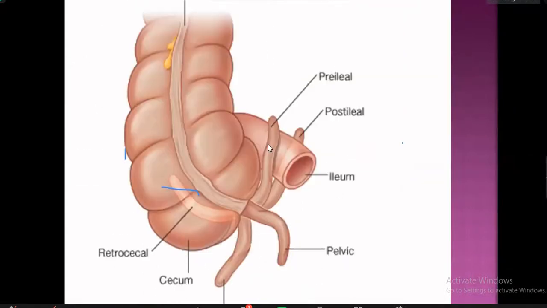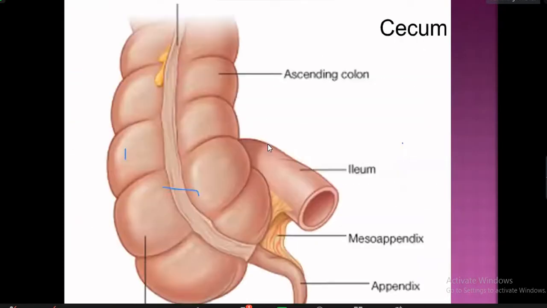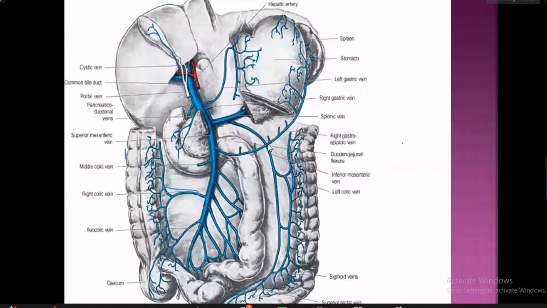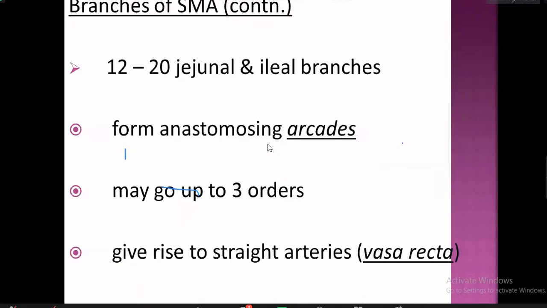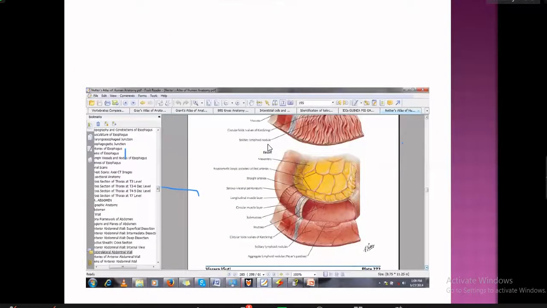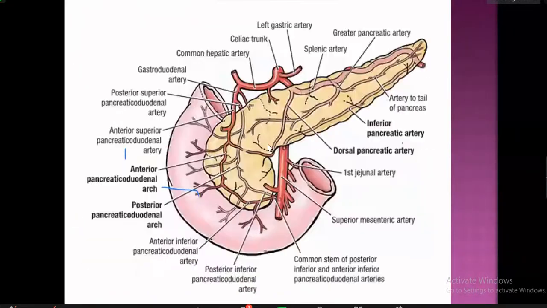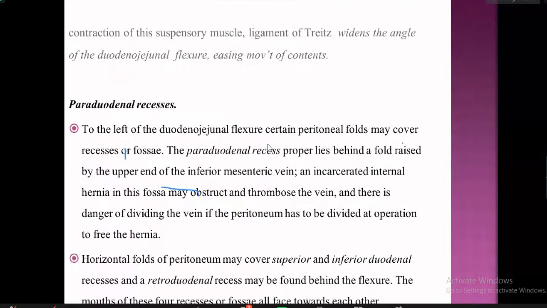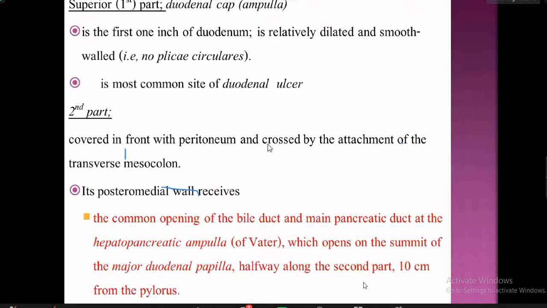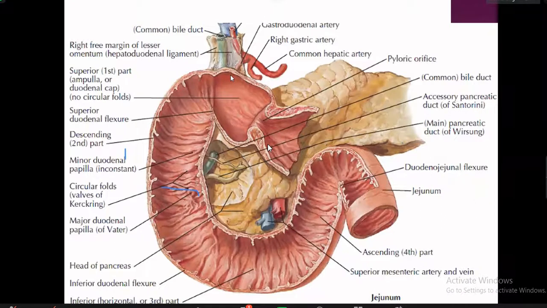Sometimes we use this greater omentum in repairing perforation in the duodenum. We can use the omentum if we have a perforation around here, in the first portion.